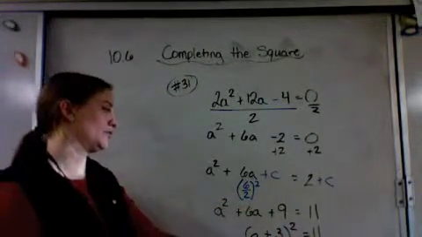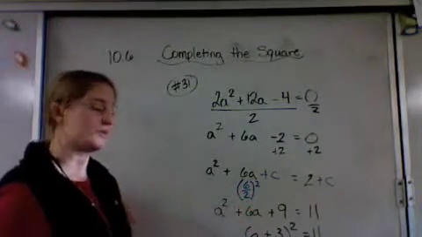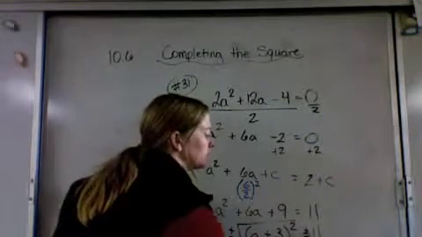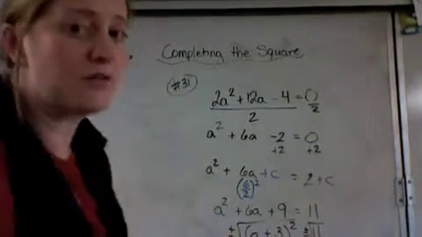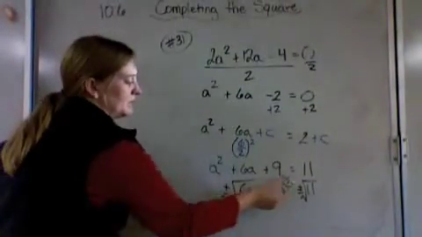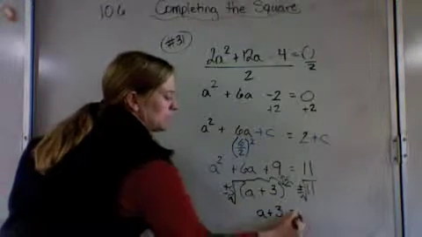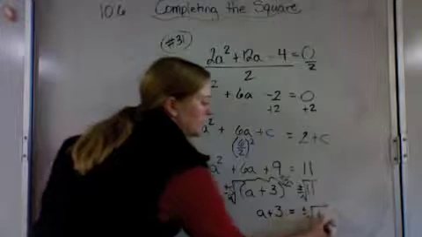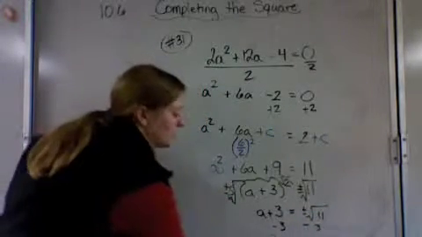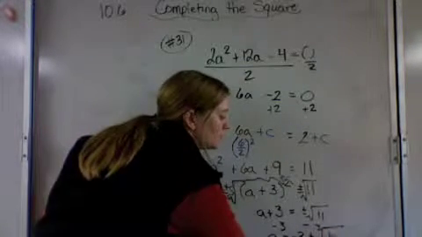Remember, we take the number 3 from these parentheses right here. 6 divided by 2 was positive 3. Now we take the plus or minus square root of both sides. Okay, now it's just a matter of solving for a. Plus or minus square root of both sides means that this square root is going to cancel. We end up with a plus 3 on this side of the equation. Over here we have plus or minus rad 11. Subtract 3 on both sides, and what you end up with is a equals negative 3 plus or minus square root of 11.